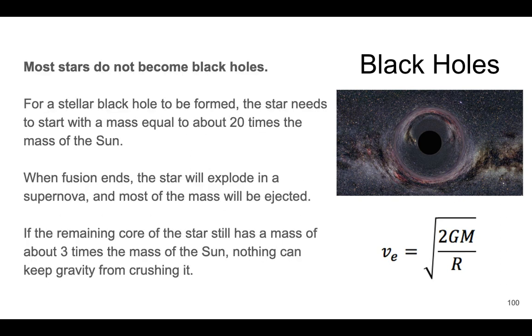So, some things to point out. Most stars do not become black holes. Our sun, for example, is not going to be a black hole. Our sun is far too dinky of a star. For a star to become a black hole, while it was a living star, it has to have a mass of about 20 times the mass of our sun. And our sun only has 1 times the mass of our sun. So our sun's going to have a less interesting death.